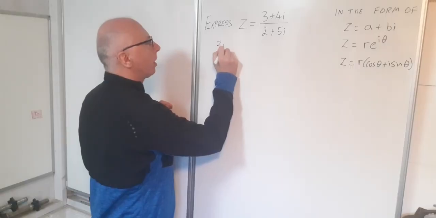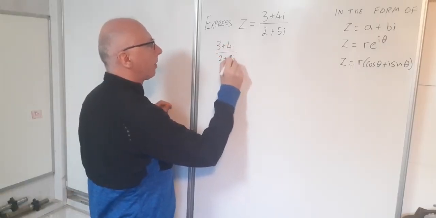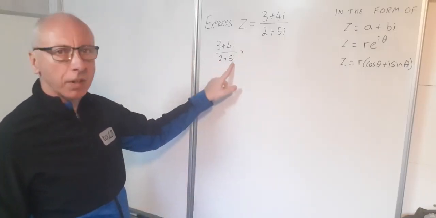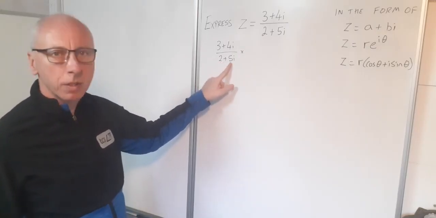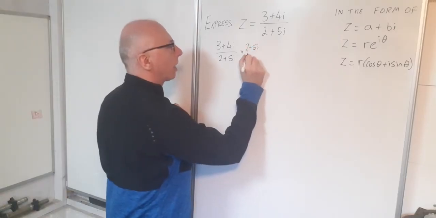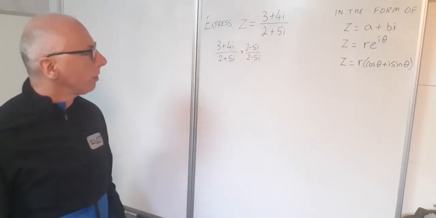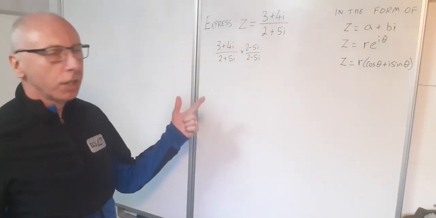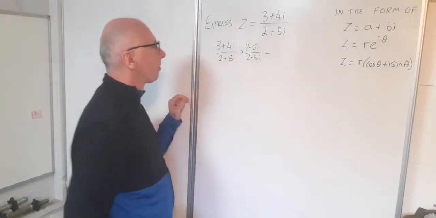So I've got 3 plus 4i over 2 plus 5i. And then the complex conjugate would be 2 minus 5i. So the real component stays the same, and the imaginary component, we flip the sign. So we'll have 2 minus 5i over 2 minus 5i. So obviously that just becomes a 1. Now, as in real analysis, we just multiply out the numerator and denominator and simplify. Let's see where that takes us.